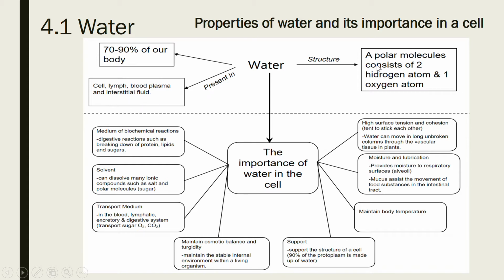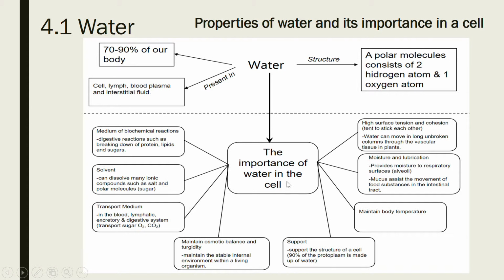Now let's look at the structure. Water is very special because it is a polar molecule, consisting of 2 hydrogen atoms and 1 oxygen atom. And we know water is the universal solvent, and that means it is able to dissolve a lot of substances, those polar substances, those that have charges. We have also discussed this when we looked at the plasma membrane. One of the aspects of whether a substance can diffuse through the plasma membrane is the polarity of the substance.